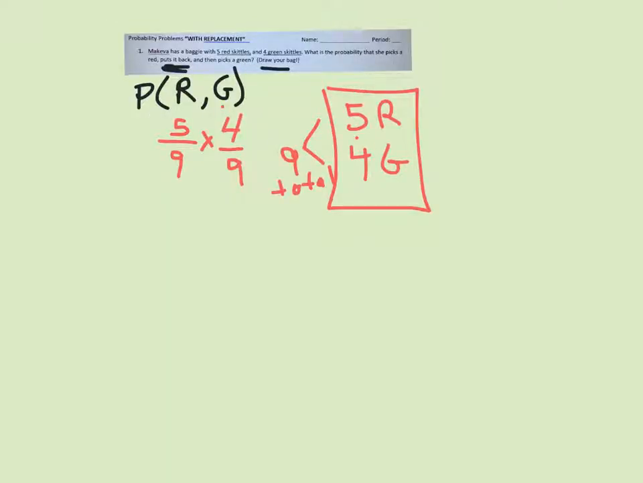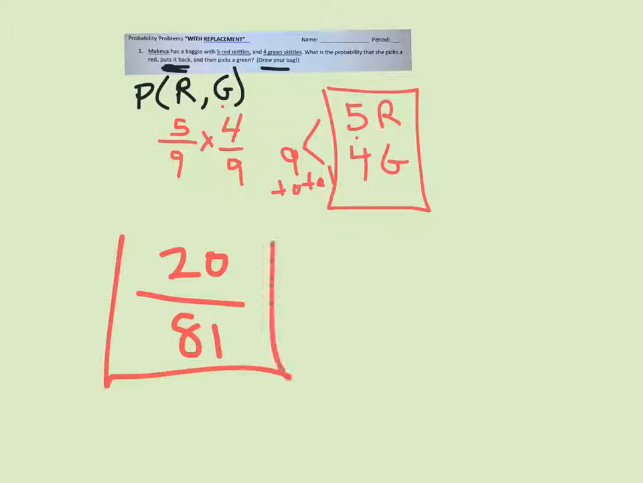All right, so now, to get my final probability, I will multiply 5 ninths times 4 ninths. So 5 times 4 is 20. And then 9 times 9 is 81. So over 81. And I actually cannot reduce that fraction anymore. So my probability is 20 over 81, or 20 eighty-firsts. So that is the probability, 20 times out of 81 tries, that I would get a red then a green. Or I can change that into a percent too.